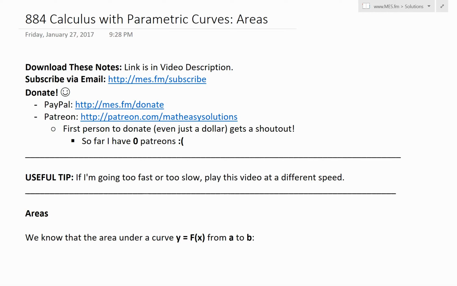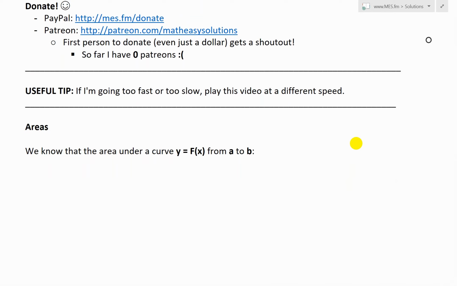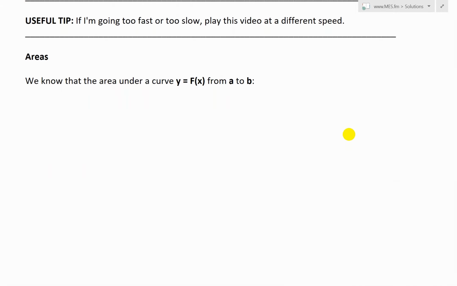Time to discuss further into calculus with parametric curves and now look at areas. Just go over an introduction on it and how to find areas underneath parametric curves. In my earlier videos I went over tangents and now we'll look at areas. Quite interesting. So first let's recap.